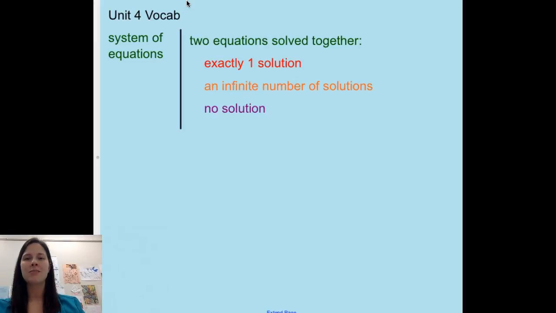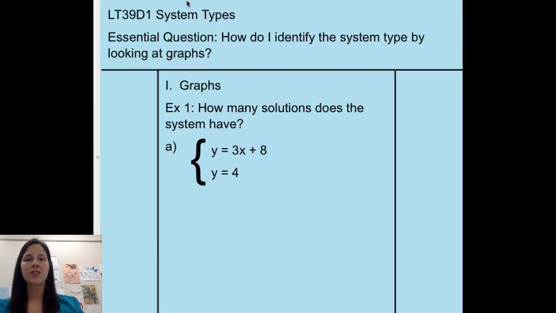We can also have systems with special solutions, an infinite number of solutions, or no solution, and I think those are easier to look at from a graph than to just talk about. Our essential question today is going to be identifying how many solutions a system has by looking at a graph.